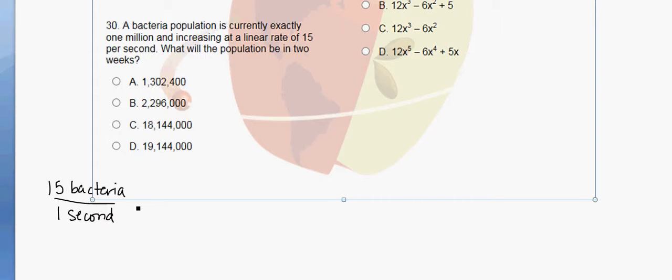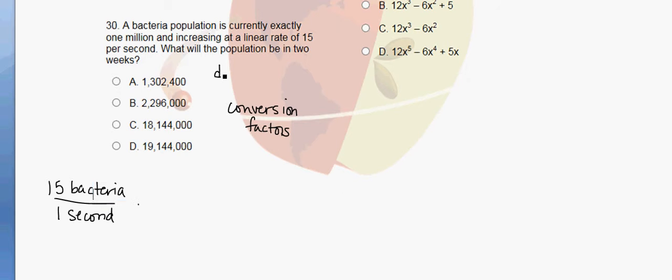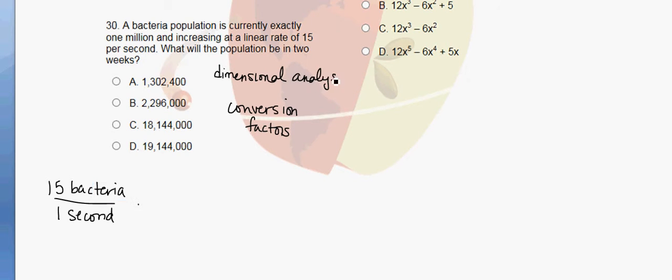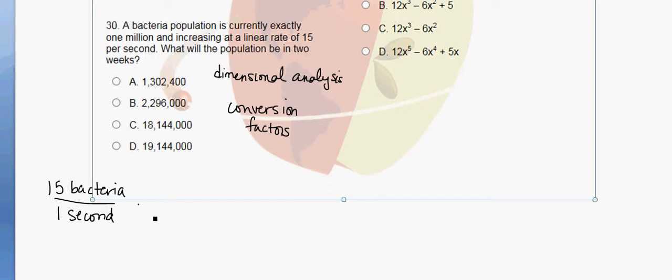So I want to convert this to number of bacteria per week. I'm going to just use sort of dimensional analysis ideas or conversion factors. If those are words that you don't know, those are general terms you can Google and look up, but the point is to multiply appropriately by certain conversion factors until you get to what you're looking for. So I'm ultimately looking to convert seconds into weeks, but I'm going to leave the bacteria alone.